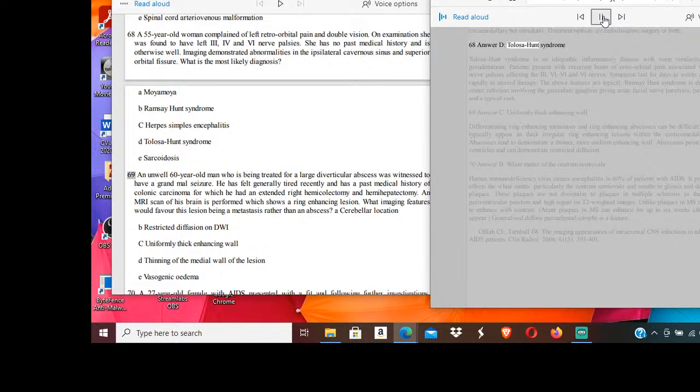68. Answer D. Tolosa-Hunt syndrome. Tolosa-Hunt syndrome is an idiopathic inflammatory disease with some similarity to orbital pseudotumor. Patients present with recurrent bouts of retro-orbital pain associated with cranial nerve palsies affecting the 3rd, 4th, and 6th nerves. Symptoms last for days to weeks and respond rapidly to steroid therapy. The above features are typical. Ramsay-Hunt syndrome is due to herpes zoster infection involving the geniculate ganglion, giving acute facial nerve paralysis, pain in the ear, and a typical rash.